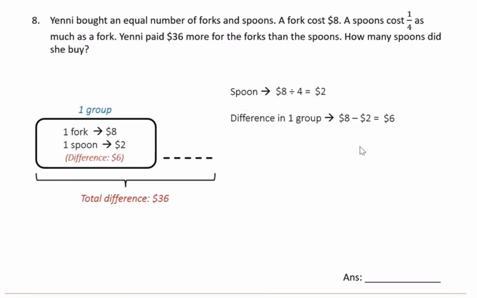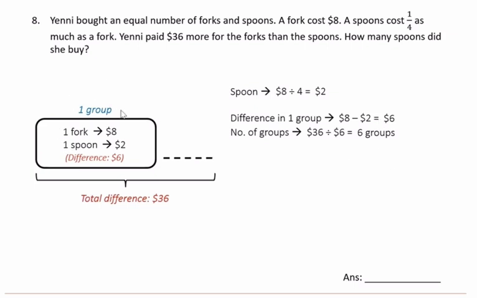Okay, so I need to find out how many spoons she bought. If one group's difference is $6 and the total difference is $36, how many groups will that give me? Finding the number of groups means you need to divide. So you take 36 divided by 6. 6 groups. Braden, I hope you wrote down 6 times 1. If not, you have to write it down. Okay, so 6 groups of this.